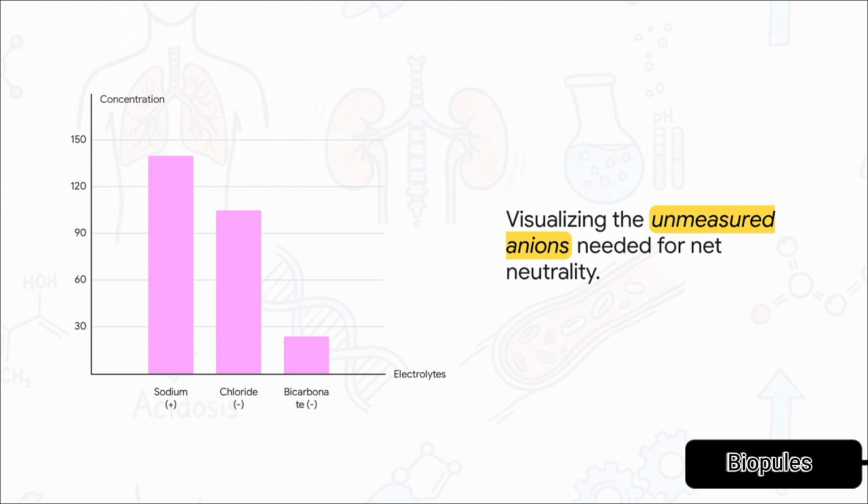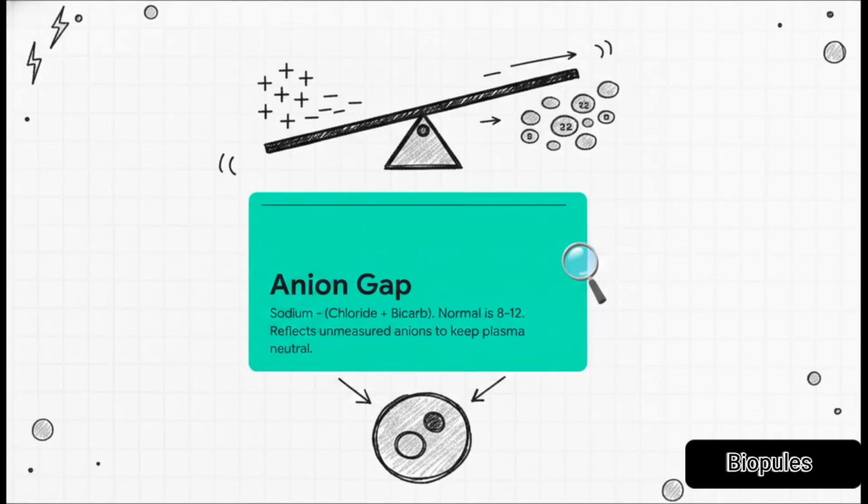That space represents unmeasured molecules. You see, we don't routinely measure every single tiny particle in the blood, things like phosphate, sulfate, or different proteins, so our basic math naturally leaves a gap. We can actually isolate that empty space with a really simple core equation, proving that there are normally 8 to 12 unmeasured anions just floating around, keeping the blood net neutral.